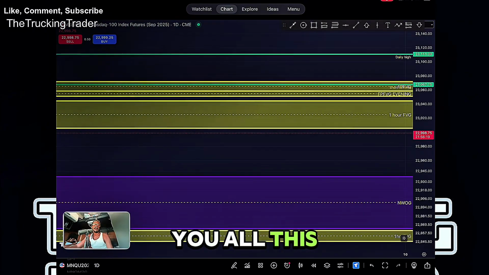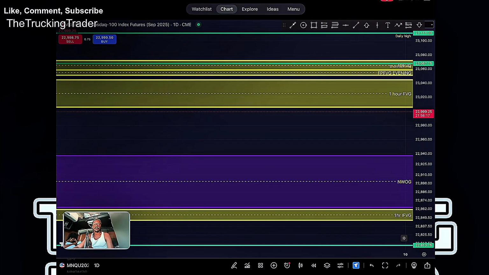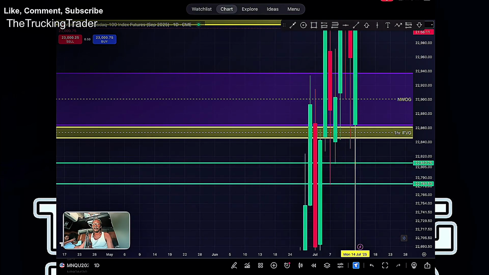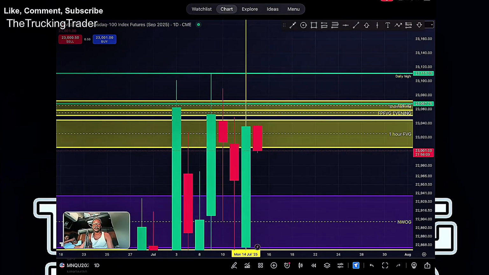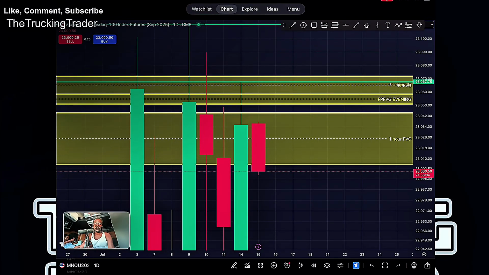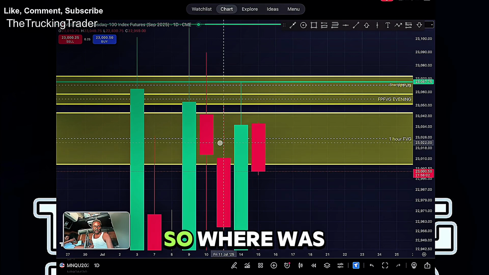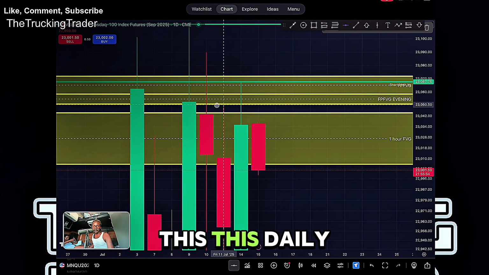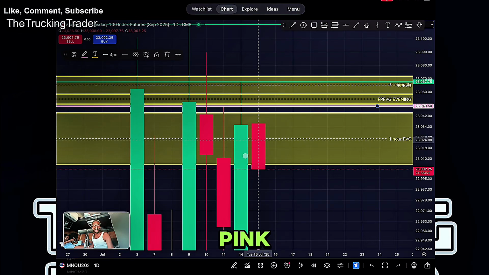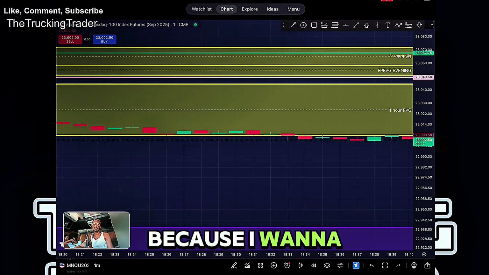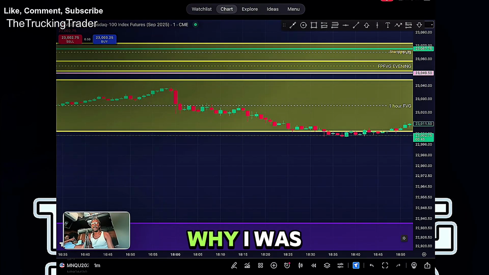Let me show y'all this. We can find where the current market is at. All right, up here. So where was it? Yeah, it was right here. This daily high right here. I'm gonna leave it pink. Then we're gonna drop back down into the 1 minute time frame because I want you guys to see why I was taking a buy.